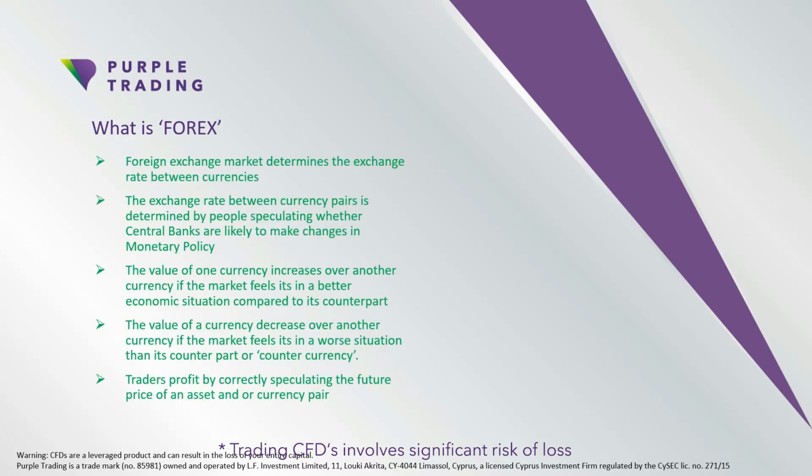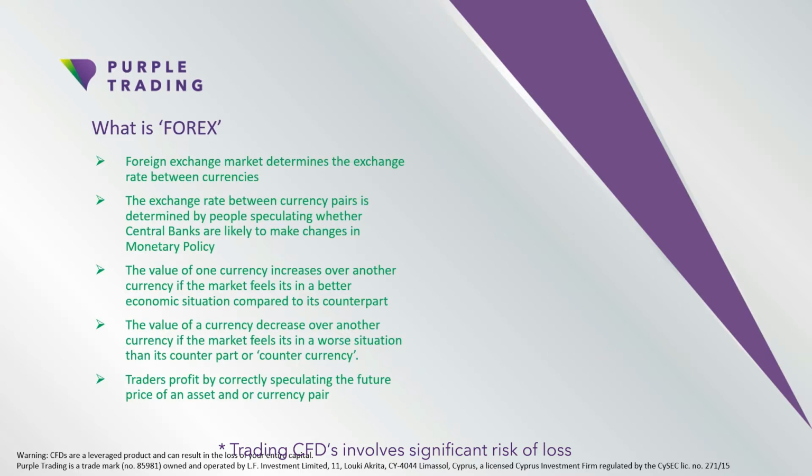So, what is Forex? Essentially, it's a foreign exchange market and it determines the exchange rate between two currencies. The exchange rate between a currency pair is determined by people speculating whether central banks are likely to make changes regarding monetary policy. So, intervention by the banks can be seen as a good thing by traders and investors, or it can be seen as a bad thing depending on what their actions will be in the future. So the value of one currency increases over another currency if the market feels it's in a better economic situation compared to its counterpart.